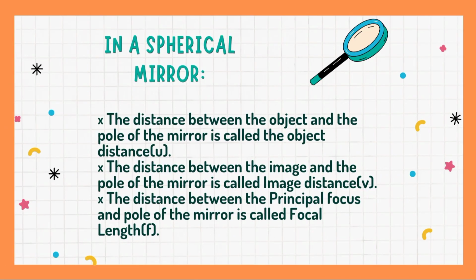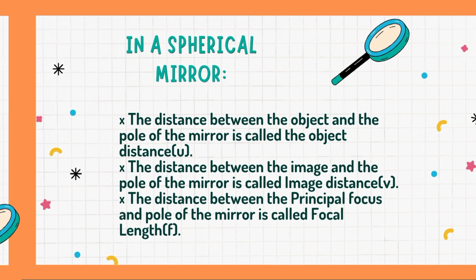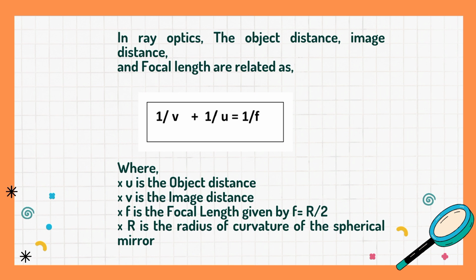In a spherical mirror, the distance between the object and the pole of the mirror is called the object distance. The distance between the image and the pole of the mirror is called the image distance. The distance between the principal focus and the pole of the mirror is called the focal length. In ray optics, the object distance, image distance, and focal length are related as 1/v + 1/u = 1/f.